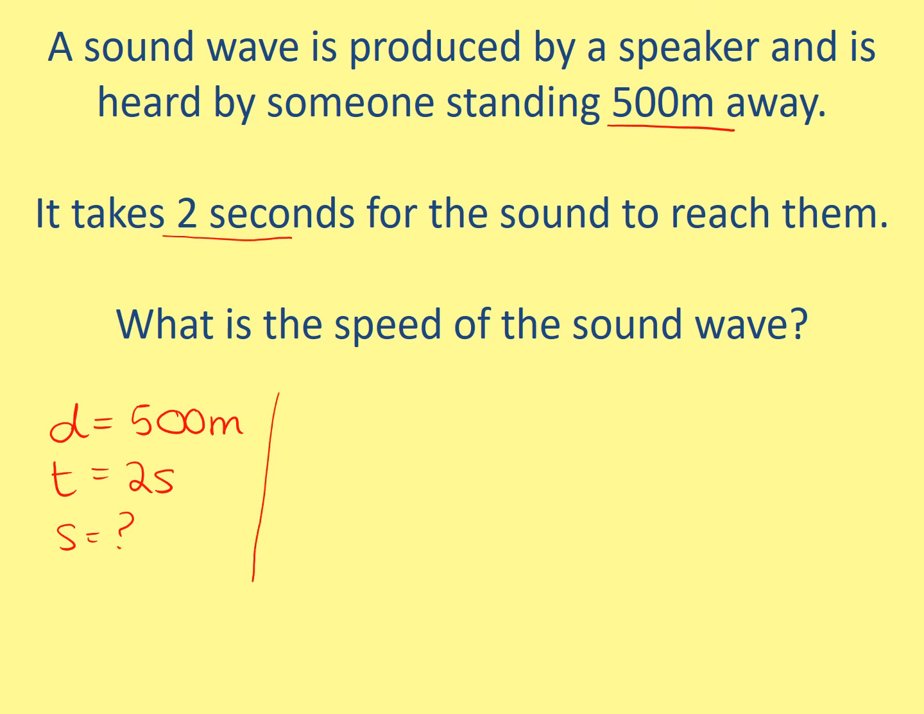So speed is equal to distance divided by time. Speed is equal to 500 divided by 2. And so the speed is 250 metres per second. That means that this wave is travelling 250 metres in every second.